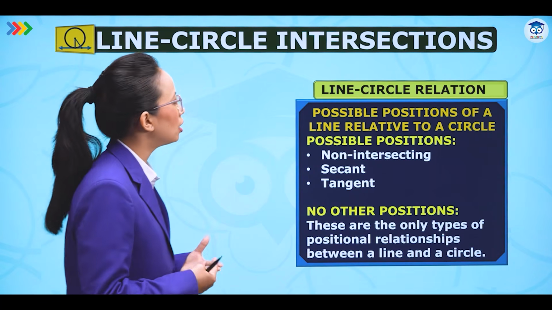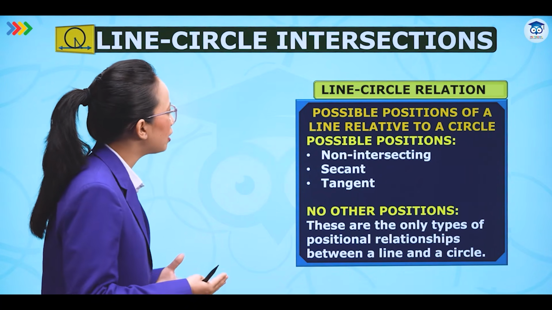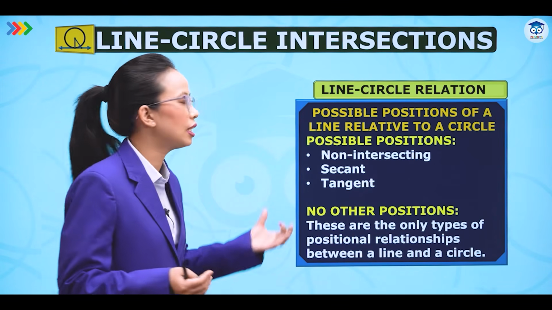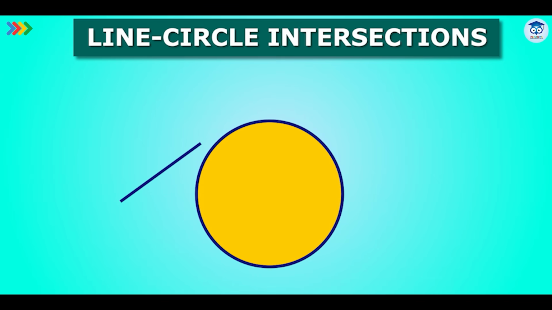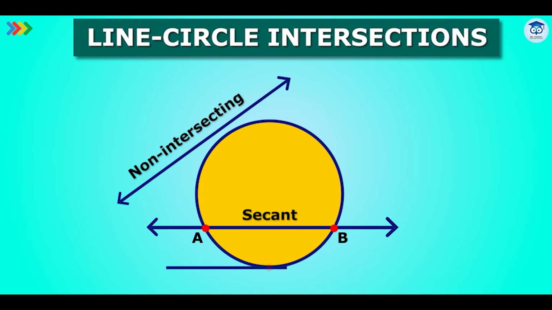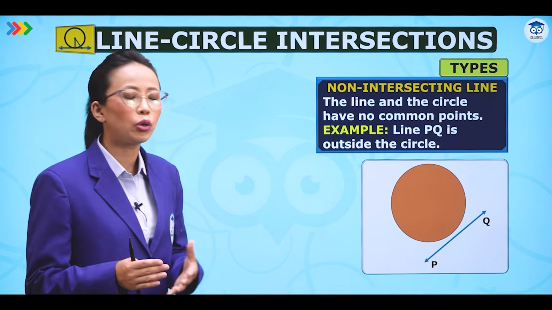Next, when we have a circle and a line, the possible positions of the line related to the circle are: it may be non-intersecting, meaning it may not intersect the circle. It may intersect at 2 points, then we have a secant. If it intersects at 1 point, then we have a tangent. These are the relationships between a line and a circle, and we cannot have more than this.